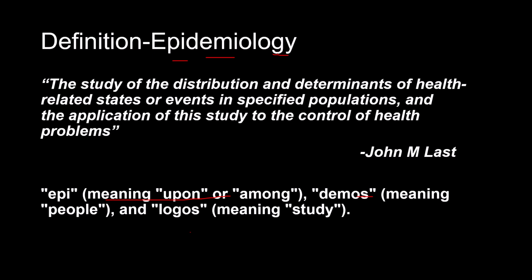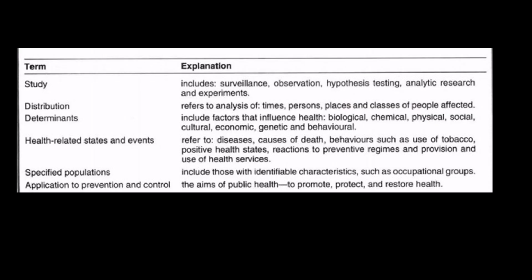The definition was developed by John M. Last: the study of the distribution and determinants of health-related states or events in a specified population, and the application of this study to control of health problems. Okay, now here is the explanation of the important terms in this definition.